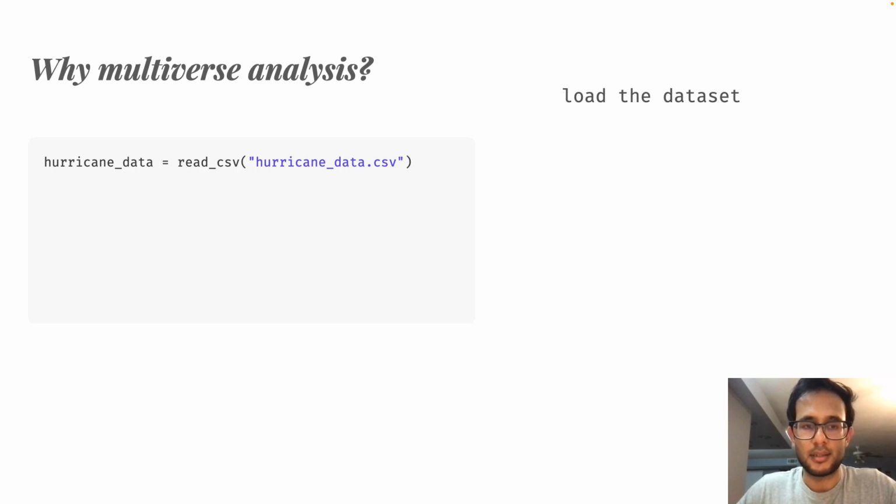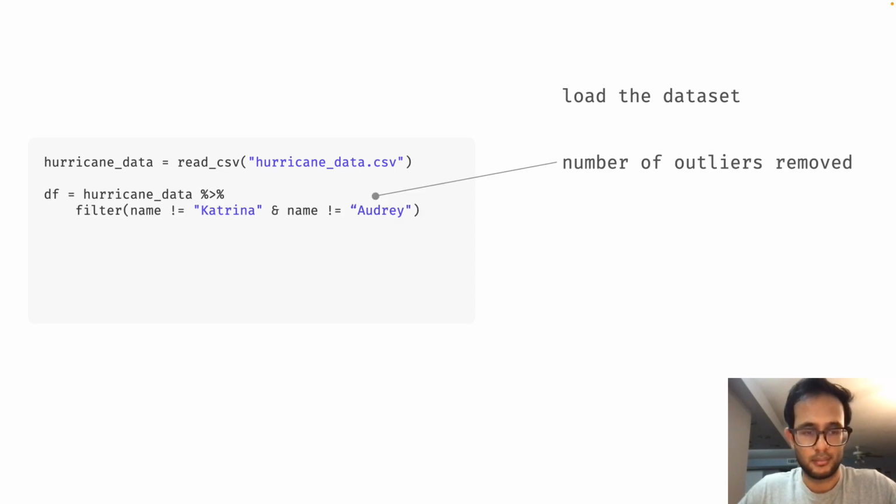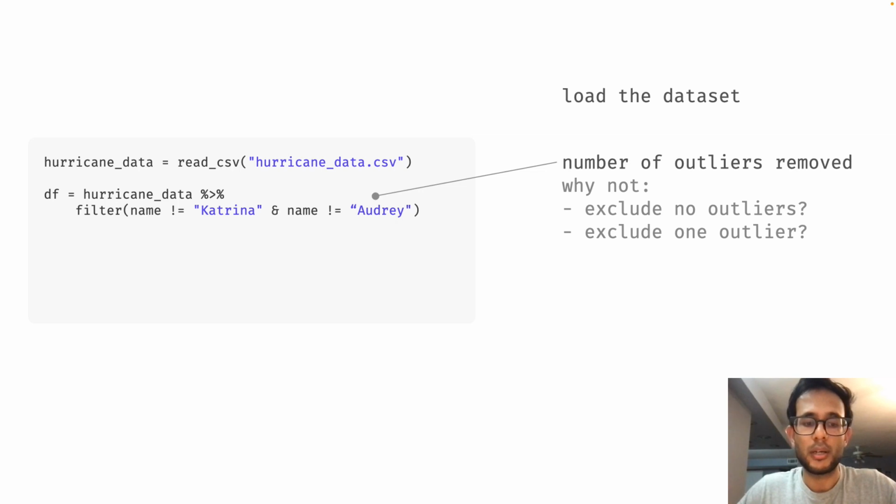Like any data analysis, after the data has been collected, the original analysis started by loading the dataset. Next, they decided to remove outliers. In this case, they removed the two hurricanes with the largest number of deaths. Seems reasonable, right? Well, why did the authors of the original analysis choose to remove two data points? Why not just one? Why remove any outliers at all?